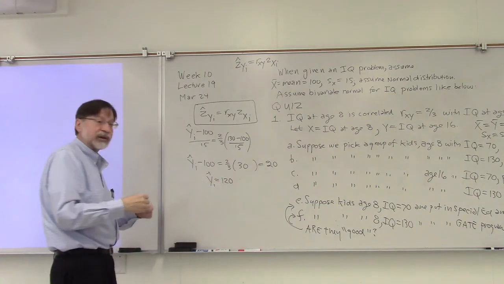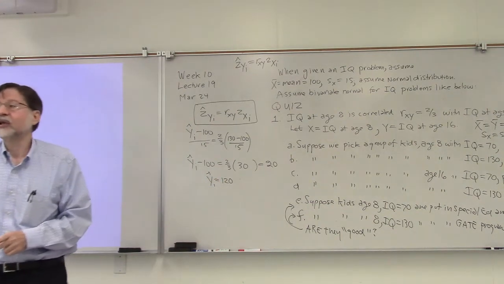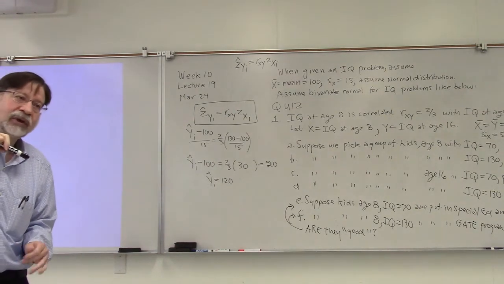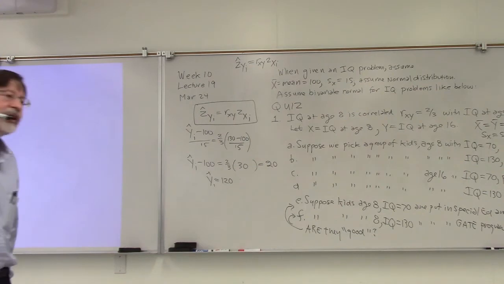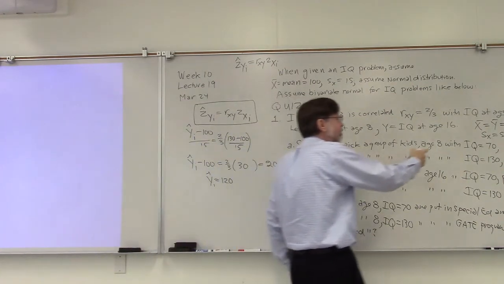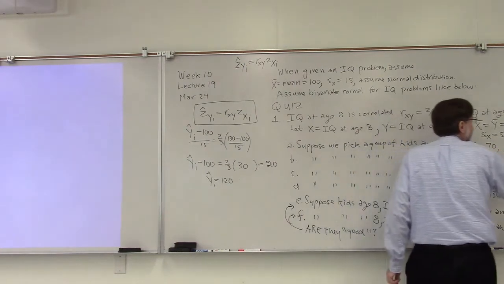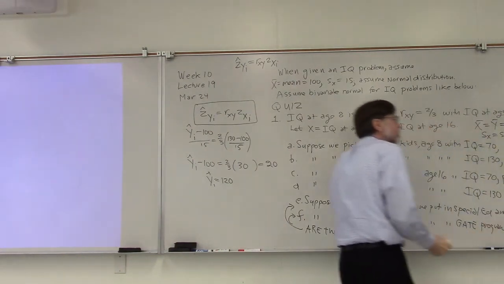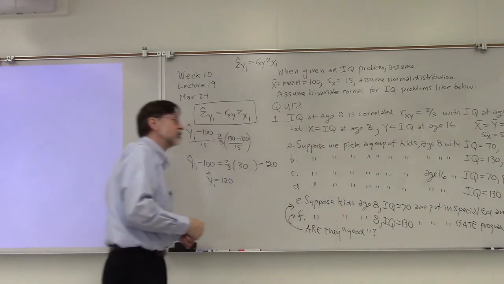So what do we expect the kids whose IQs are 130 to do as they get older? Go down. So as the kids get older, their IQs go down. As these kids, what happens to these people? They go up. What happens to these people? They go down as they get older.